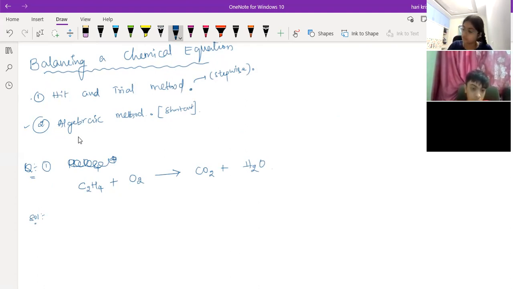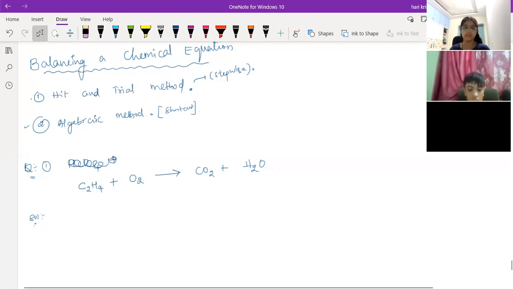Then on the product side, only 1. What about the hydrogen? 4 hydrogens on the reactant side. On the product side, 2 hydrogens only. What about the oxygens? 2 oxygens on the reactant side, and on the product side we have 3 oxygens. So it is a completely unbalanced chemical equation, right? Yes, sir.